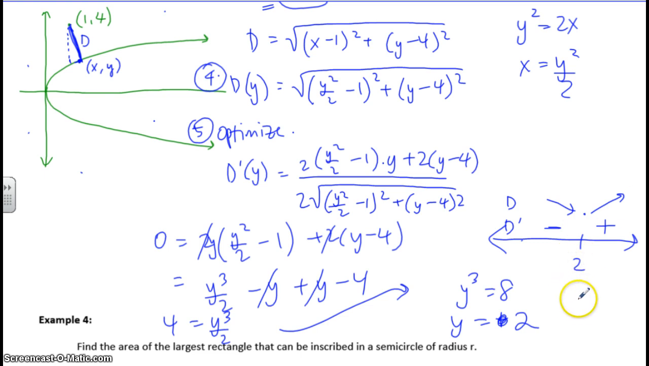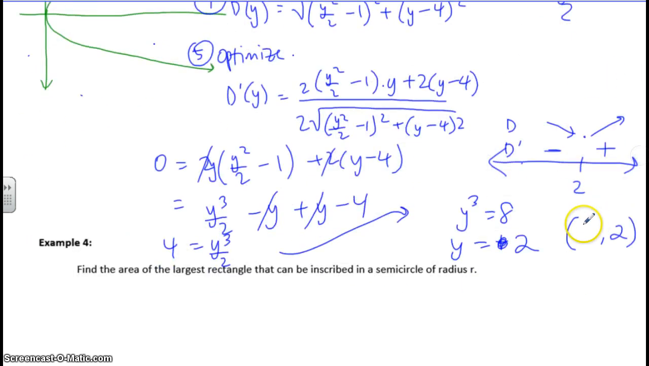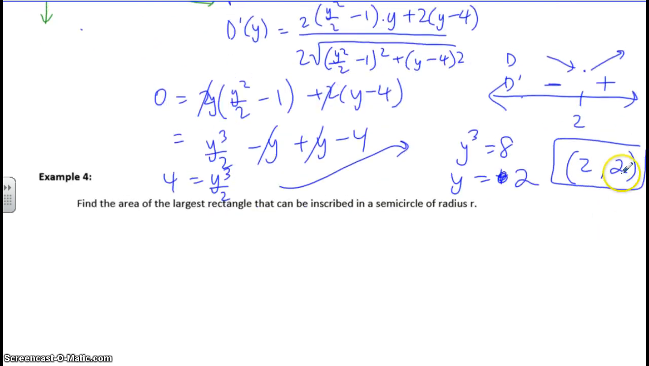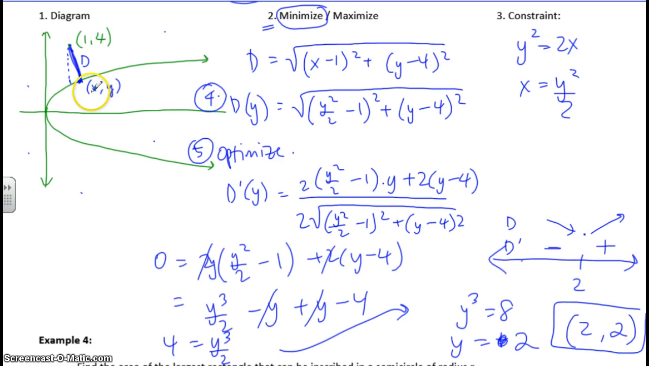So the final answer would be when y is equal to 2. And if y is equal to 2, right here, you'll get 4 is equal to 2x. So x will equal 2 as well. At (2, 2) will give you the minimum distance. So this will be (2, 2). Right?